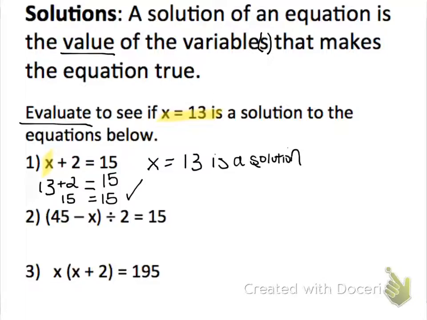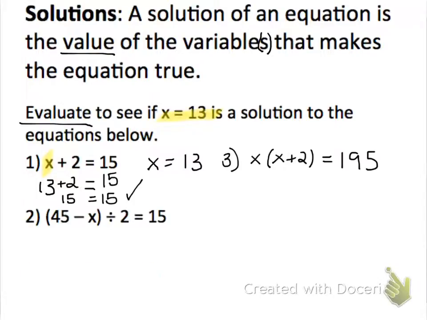It says 45 minus x, divided by 2, equals 15. I've just rewritten the equation to give myself a little more space. So here we have, in parentheses, 45 minus x, divided by 2, is equal to 15. We need to see if x equals 13 is a solution to this equation. It's an equation because we have our equal sign. Okay, the next line, instead of writing my x, I'm going to write my 13. So I would have 45 minus 13, divided by 2, equals 15.